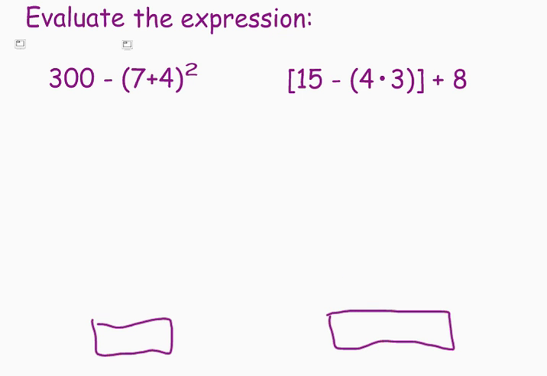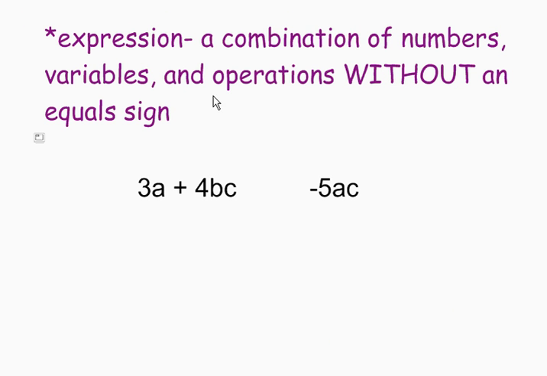Well, now we need to know what the word expression means. So evaluate the expression. Here's another definition for your notes. An expression is a combination of numbers, variables, and operations without an equal sign. Please make sure you make note of the importance of this phrase, without an equal sign. Here are two examples of expressions. You'll notice that neither of them has an equal sign. If they had an equal sign, they would be called an equation. It would be different.